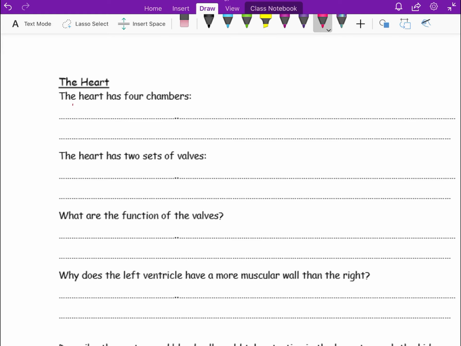And with this bit, I would suggest you give these questions a go first before watching through me putting in the answers for it. But in terms of the four chambers then, we've got left and right atrium and the left and right ventricle.